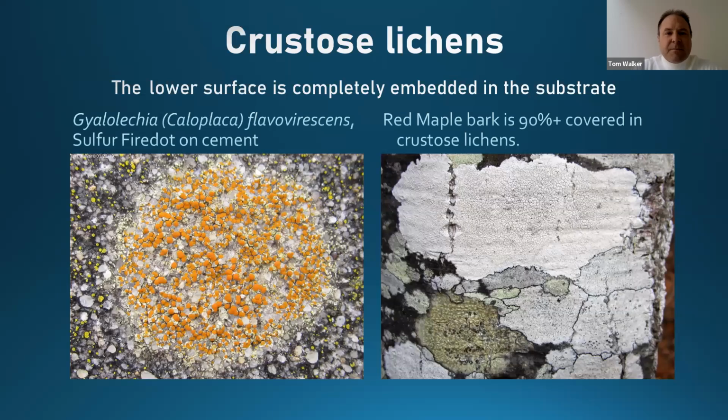Crustose lichens. In crustose lichens, the lower surface is completely embedded in the substrate. This one on the left here, there's actually a few, but the main one is called sulfur fire dot, and that one grows on cement. You can see little yellow dots around. Those are another type of crustose lichen, and the black is another one. On the right, this is red maple bark. Red maple bark is typically 90% or more covered in crustose lichens.